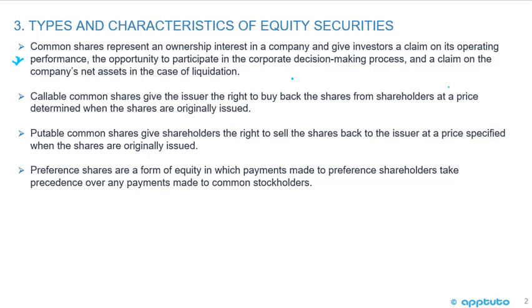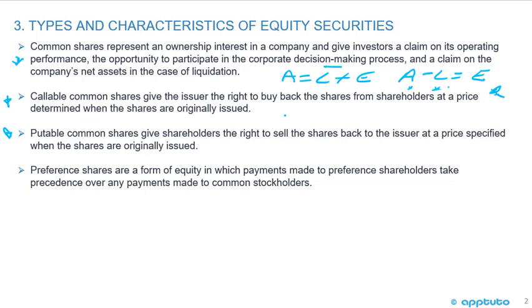So common shares are ownership, and they give investors a claim on its operating performance, the opportunity to participate in the corporate decision-making process, that's through the voting, and a claim on companies' net assets in the case of liquidation. So as we've seen on the balance sheet, assets equals liabilities plus equity. So assets minus liabilities equals equity. So if we sold all the assets and paid all the debts, what's left over is the residual claim to the equity shareholders.